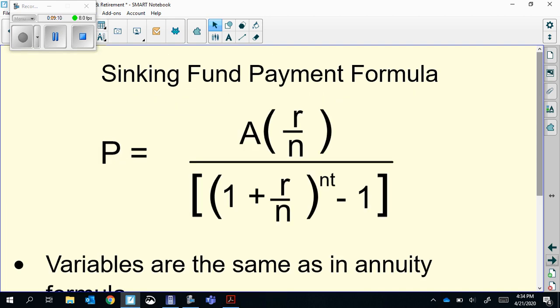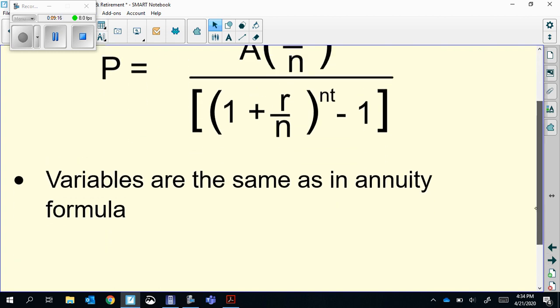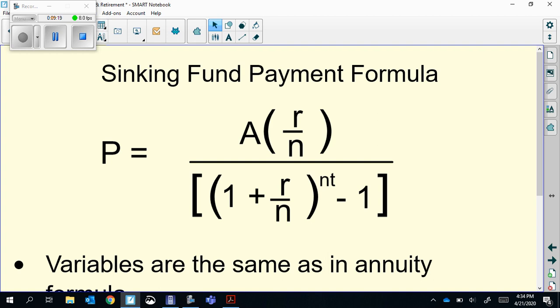So here's the formula. P, A, R, N, T, they all mean the same thing. So you can start by identifying those letters, P, A, R, N, T. It's a similar formula, but just flipped around a little bit, really. It's actually the exact same formula, just solved out for P instead of solved out for A. If you did the algebra and switched A and P around, you'd get the same formula as before.